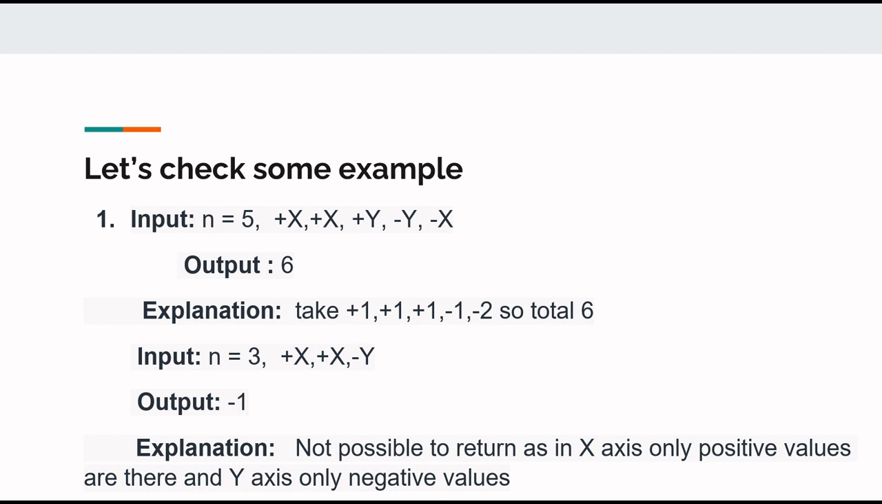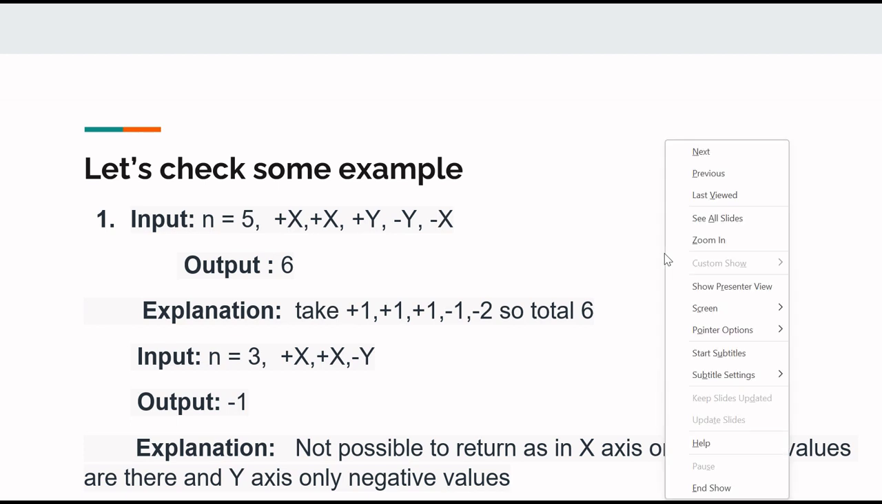Okay, there are some examples. Plus x, plus y, minus y, minus x. Plus x means I can take steps towards the positive x direction, and then plus y means positive y direction, then minus y means I have to come towards negative direction, and minus x means towards negative x direction. Now to come back to origin, I have to take how many steps. So it is mentioned as output as 6.